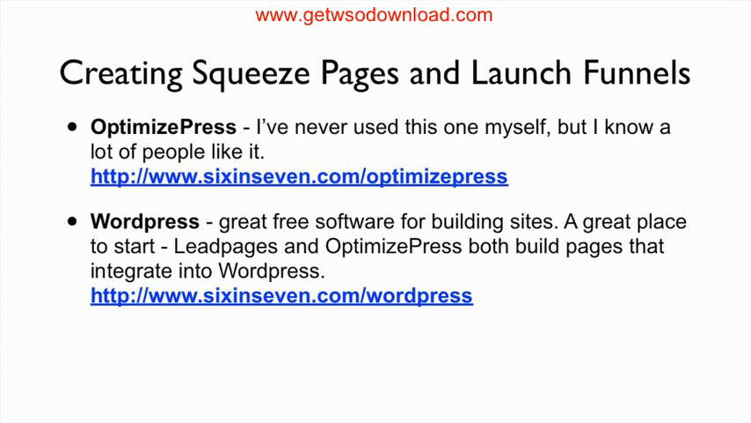And the other cool thing is when you build your site on WordPress, then the pages you build in lead pages can get added straight into that WordPress site. And the same thing with Optimized Press. They both build pages that integrate right into WordPress. So you can actually build your overall site on WordPress and then use lead pages to integrate with it and Optimized Press to integrate with it.